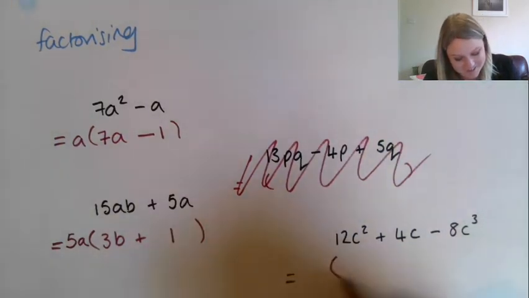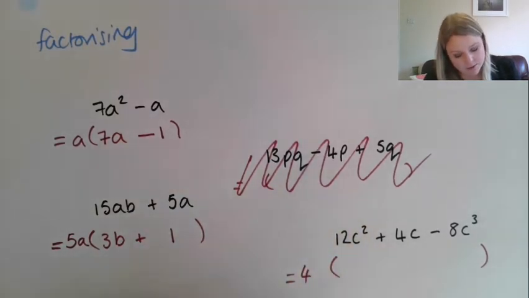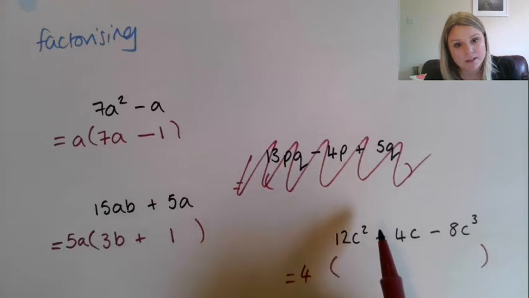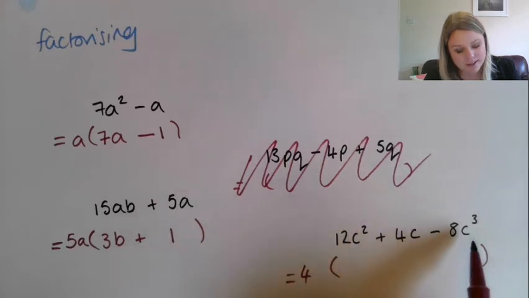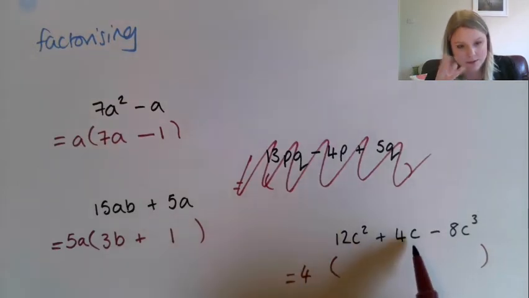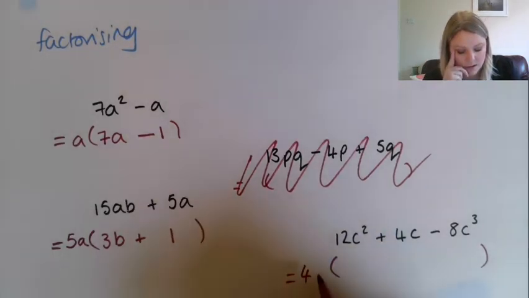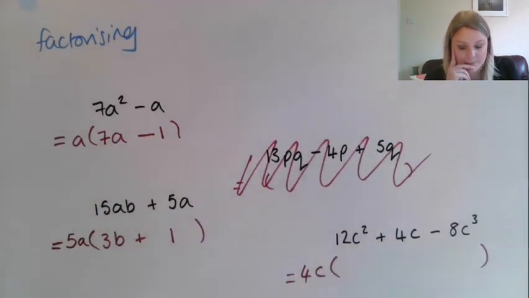So, let me see. Numbers in this one first of all. 12, 4 and 8. We have got 4 will go into all of those, so I'll bring 4 out. And letters wise, right, we've got a c squared there, a c and a c cubed. So if we try to bring out c squared, well, this term here doesn't have c squared in it, so you can only ever bring out the smallest amount of something. So the only thing we're going to be able to bring out here is c, right?